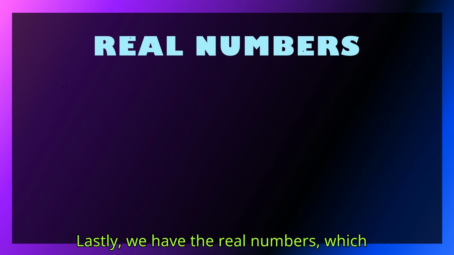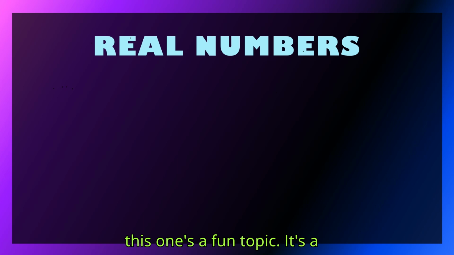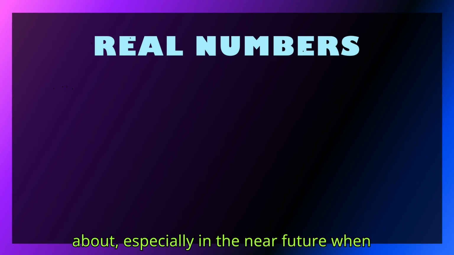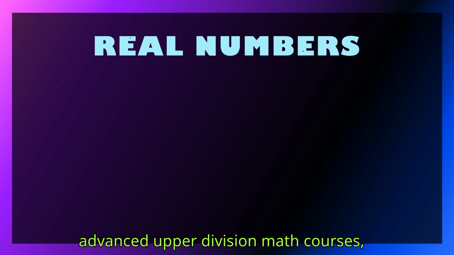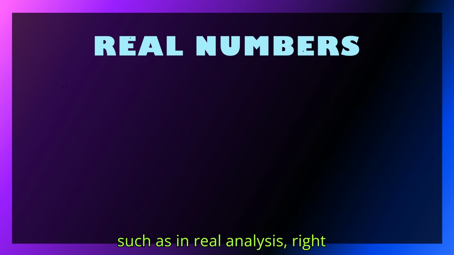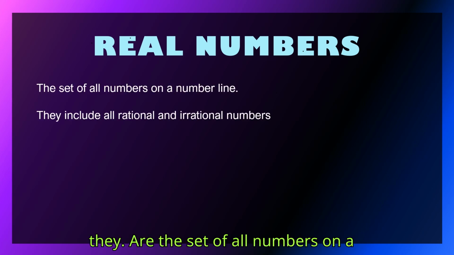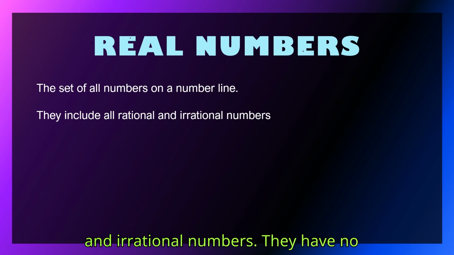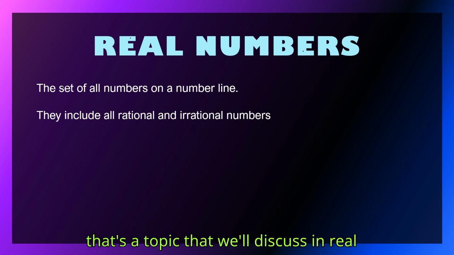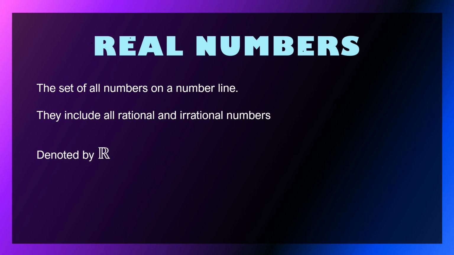Lastly, we have the real numbers, which is a fun topic. It's a fun type of number to talk about, especially in the near future when you take more advanced upper division math courses, such as real analysis, right? They are the set of all numbers on a number line. They include all rational and irrational numbers. They have no gaps in the number line, which again is a topic that we'll discuss in real analysis in the near future. They are denoted by the capital R.